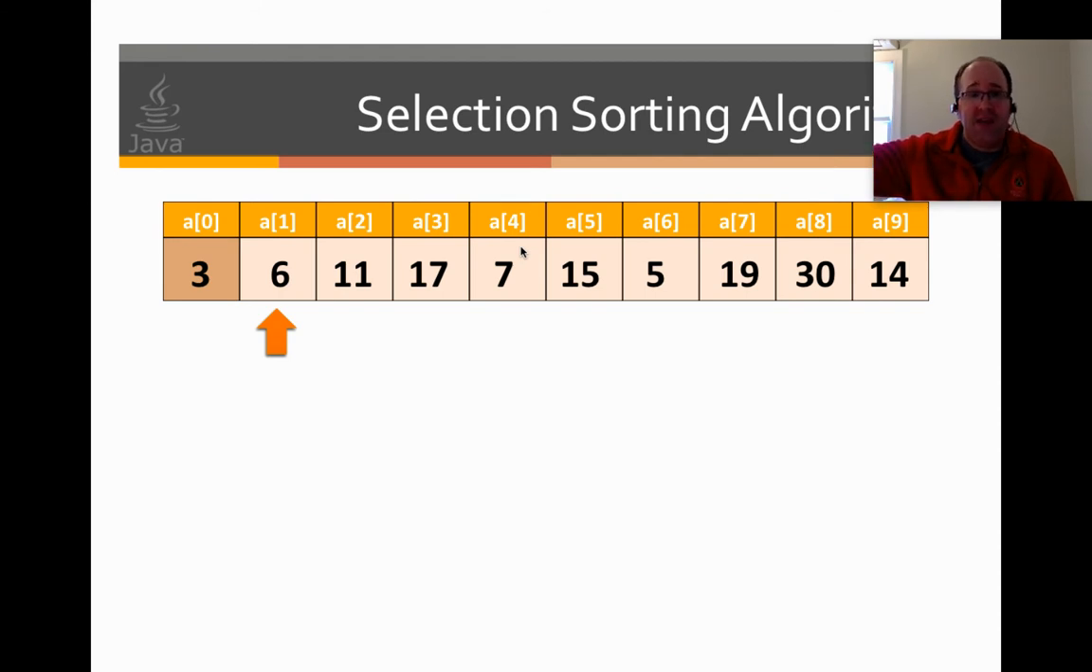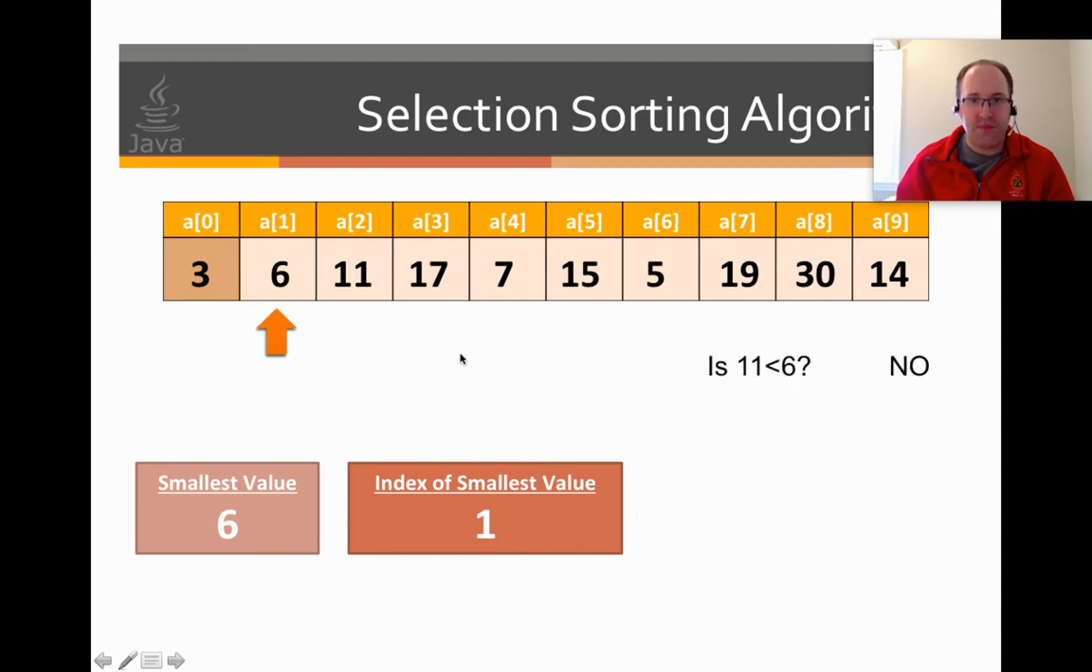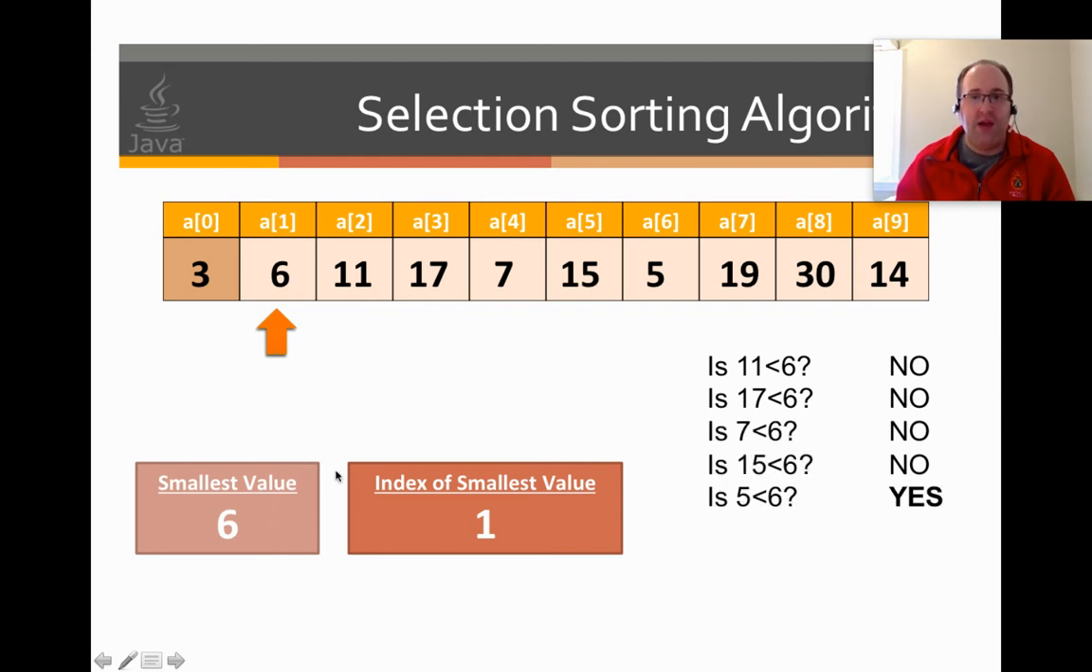Next is we want to figure out what belongs in position 1. We'll assume that the 6 belongs there until we're proven otherwise. Is the 11 smaller than the 6? No, it's not. Is the 17 smaller than the 6? No, it's not. 7, 15. The 5 is smaller than the 6, so now the 5 is the smallest known value, and it's sitting at position 6 currently. The 19, the 30, and the 14, no. So the 5 is now the smallest value. It belongs in position 1, so let's swap them. Great.